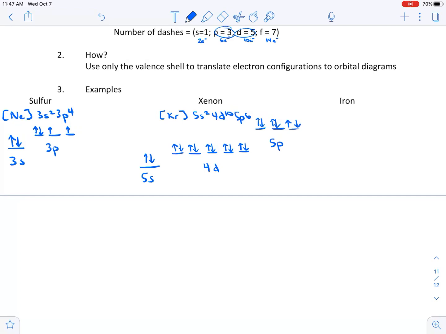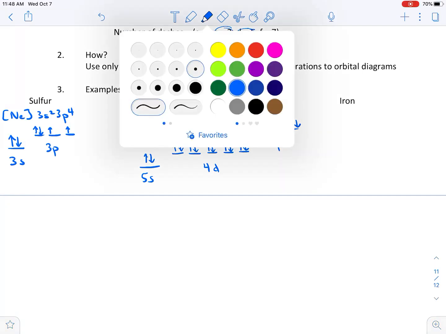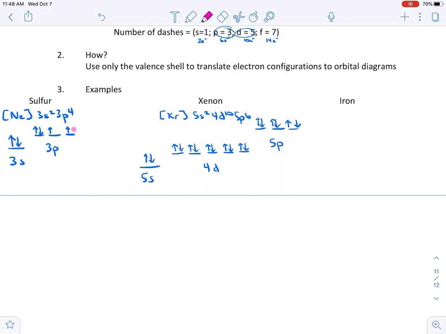And you see why xenon is unreactive. Look at that. All those are full, so it can't take on any more electrons, and it doesn't want to give up any electrons. If we look at sulfur, we've got some empty spots here, so we could have some electrons go there. Now let's look at iron.